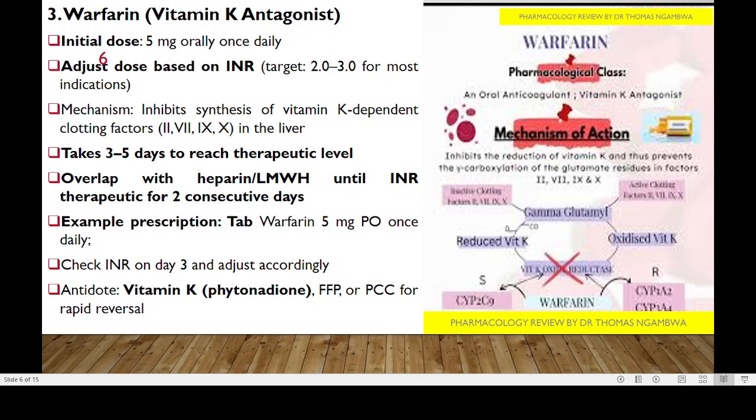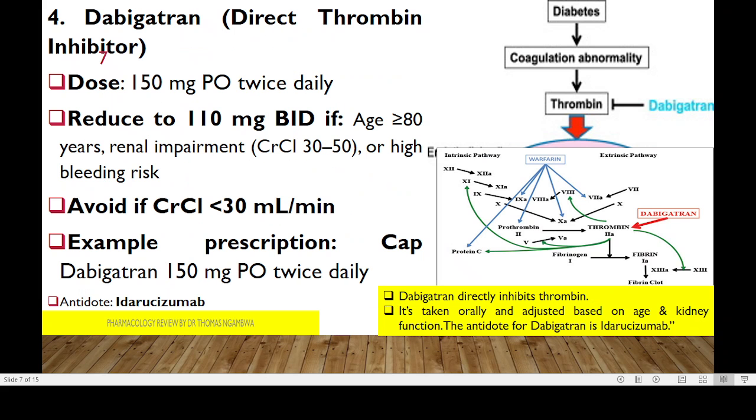So an example of a prescription we had given is warfarin 5 mg once daily. Remember to check INR on day 3 and adjust accordingly. The antidote for this is vitamin K, or we can also give fresh frozen plasma, right, for rapid reversal.